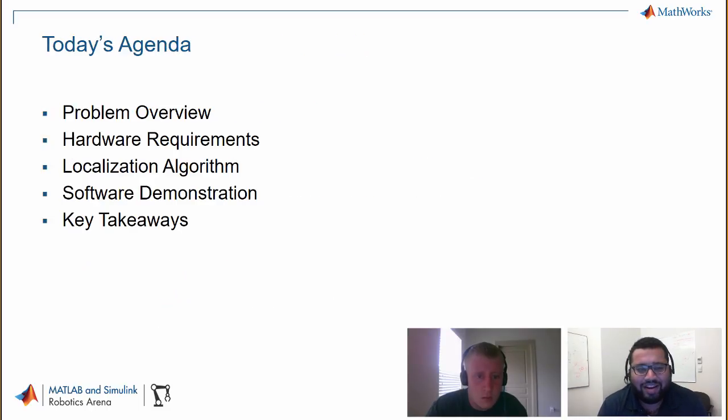So let's quickly jump into today's agenda. Stephen's going to go over the problem and define what the scope of the problem is. Following which he will talk about the hardware requirements required to tackle these tasks. Finally, he talks about the localization algorithm that he's used. Following which he will do a quick software demonstration, and then we talk about some key takeaways and some additional resources for you guys. So I'm going to hand it over to Stephen to take it away from now.